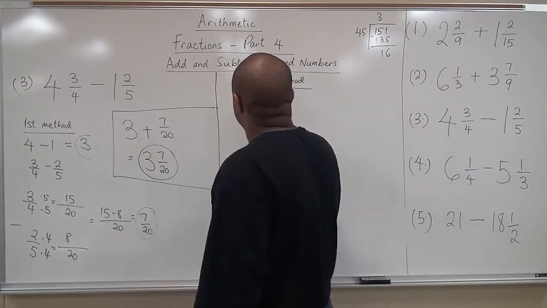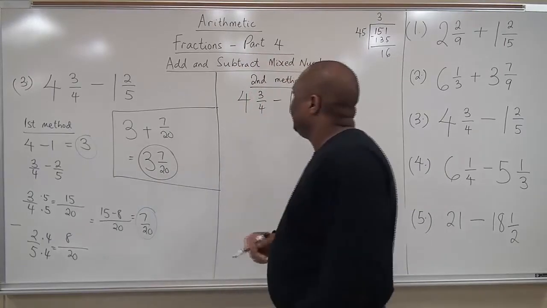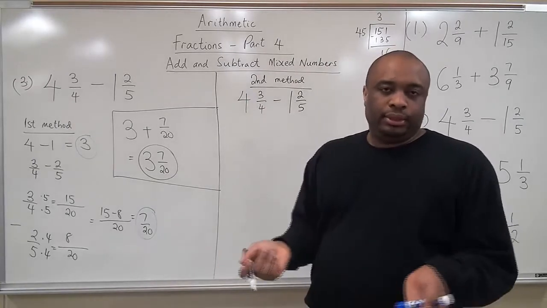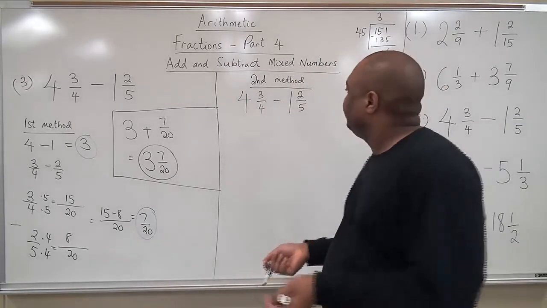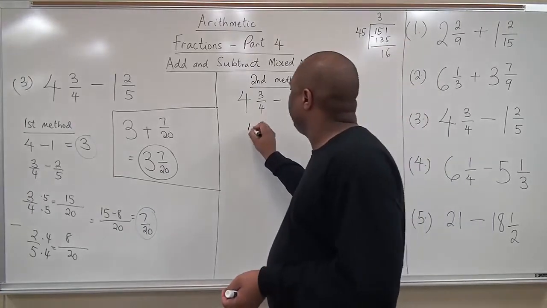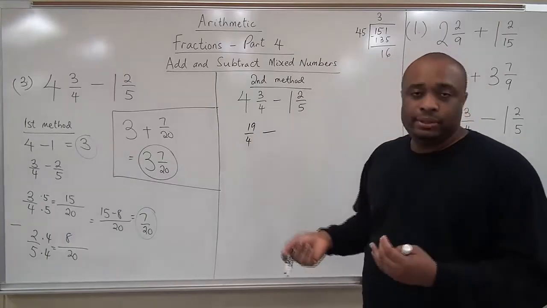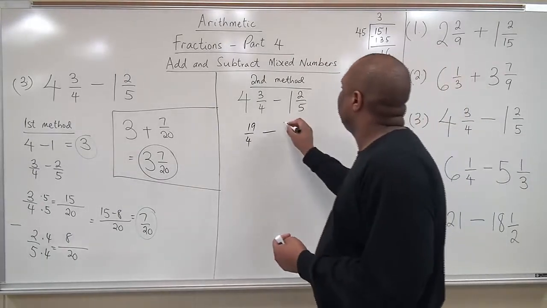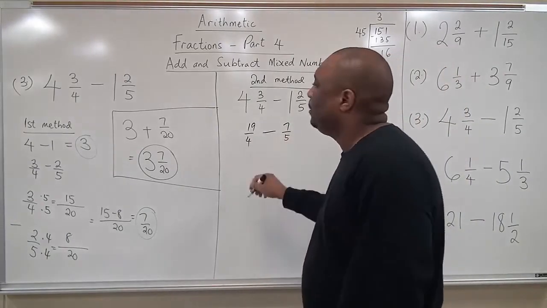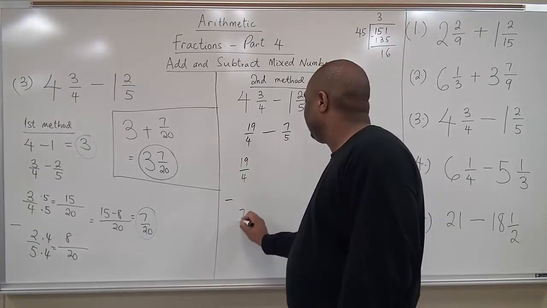Okay. So let's do this with the second method. Four whole number, 3 over 4 minus 1 whole number, 2 over 5. As usual, we'll convert it to mixed number. 4 times 4 is 16 plus 3 is 19 over 4, minus 5 times 1 is 5 plus 2, 7 over 5. So I have 19 over 4 minus 7 over 5.